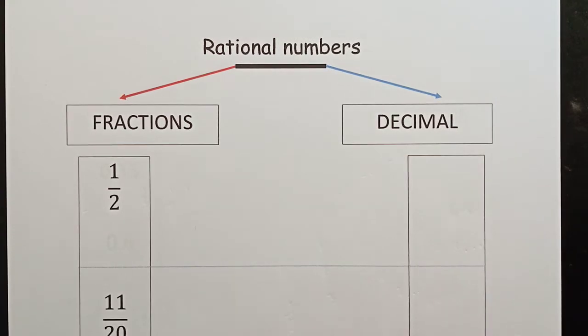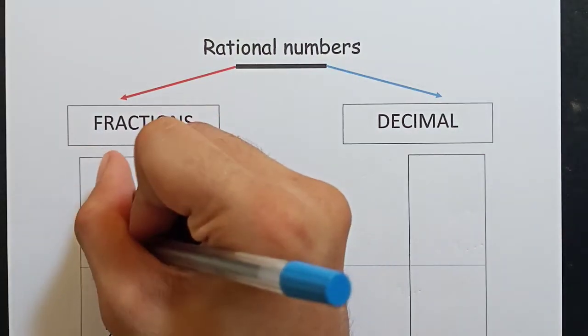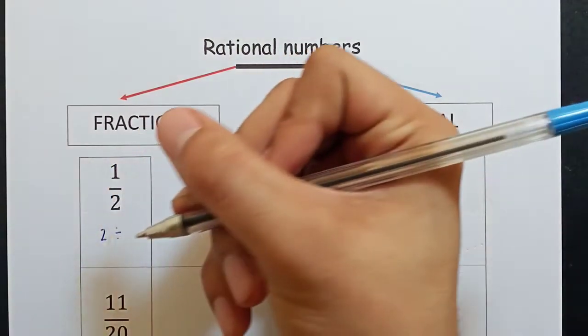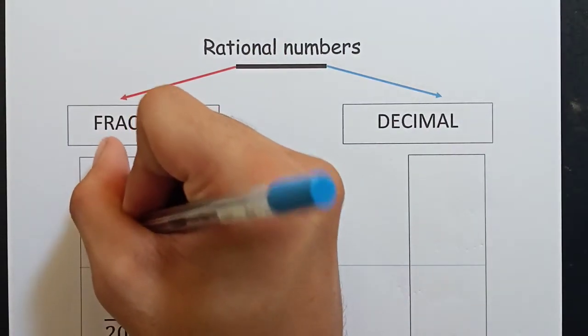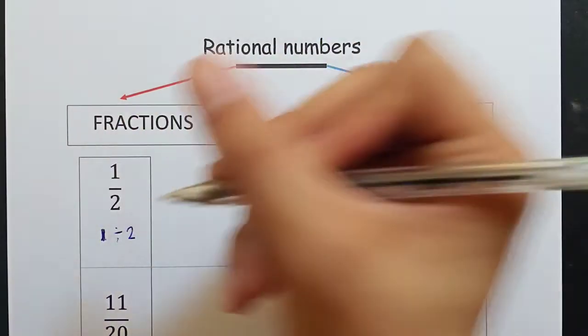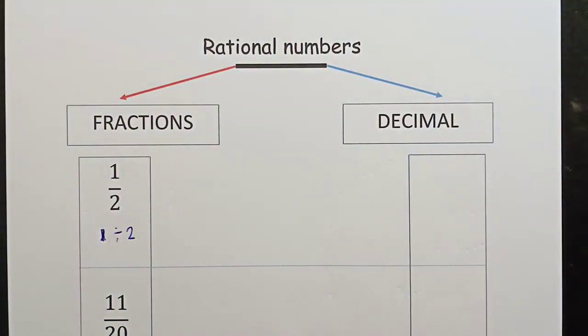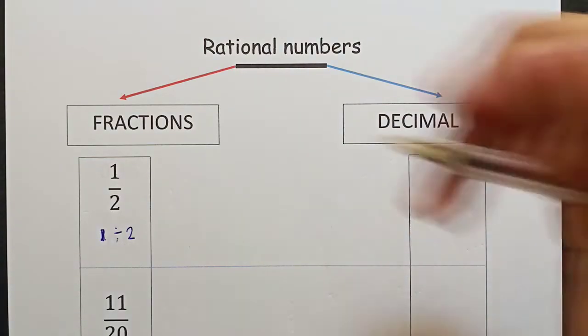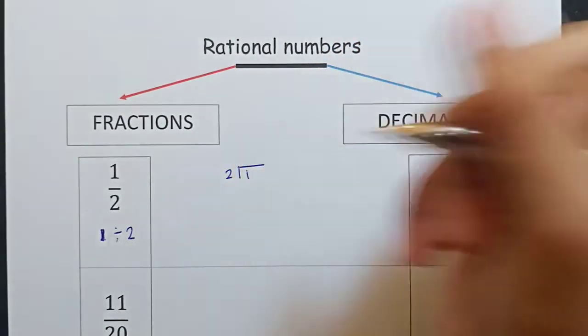So ganito lang. Alam naman natin na yung 1/2 is equal kay 1 divided by 2. So para maging siyang decimal, simple lang, divide lang natin. So let's do a classic division.